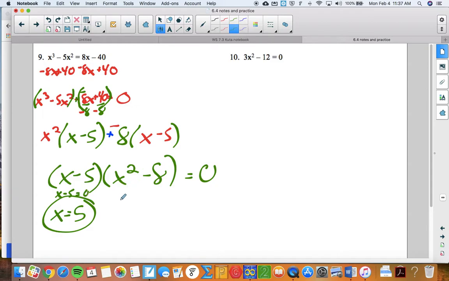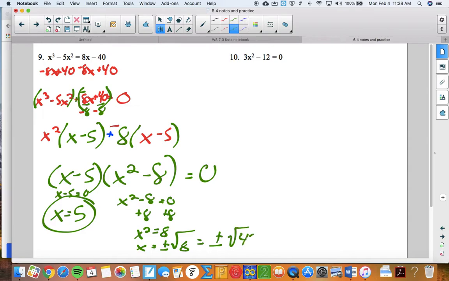And now let's set the other factor, x squared minus 8, equal to 0, and solve for x. So I get x squared equals 8. That means x equals plus or minus the square root of 8, which is equal to plus or minus the square root of 4 times the square root of 2, which is equal to plus or minus 2 root 2. Remember simplifying those radicals?